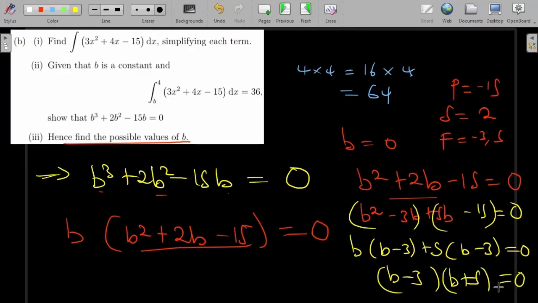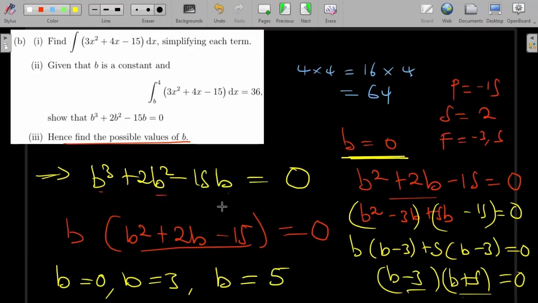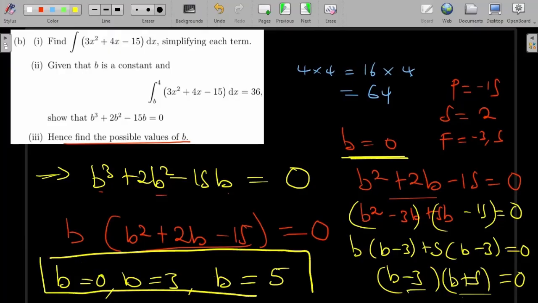Okay, so when I equate all these to 0, my first answer is this one, remember? It is b is equals to 0. When I equate this to 0, I'll get b is equals to 3. When I equate this to 0, I'll get b is equals to what? 5. Okay, so this one here gives us the values of what? B. Okay, so we are done with question 1.